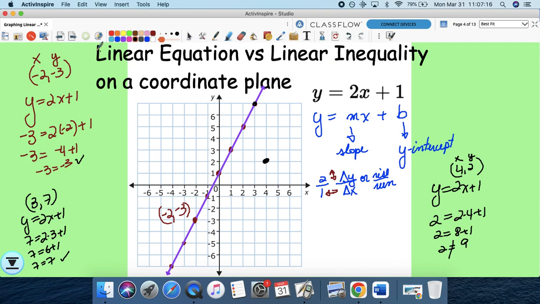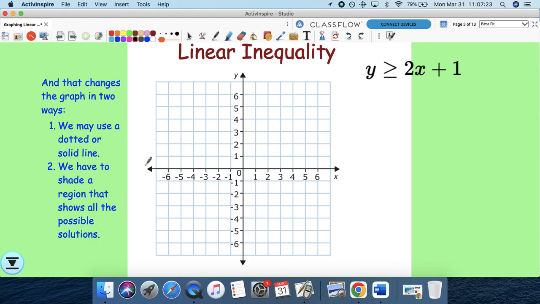Okay? So how does all this differ in an inequality? Well, remember what I said, in a graph, it's going to change in 2 ways. We're going to use either a dotted or solid line, and then we're going to shade a region to show all the possible solutions. It's not going to be just the points on the line. Well, it's going to be the points maybe on the line, or not on the line, plus a whole region. Well, let's see what I mean by that.